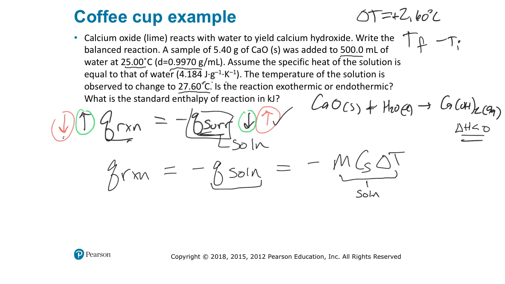So 500 milliliters of water. We just want to know the number of grams, so we'll take the 500 milliliters and then take the density, multiply by 0.9970 grams per mL. The volume cancels. And so that'll be 500 times 0.9970 for 498.5 grams.